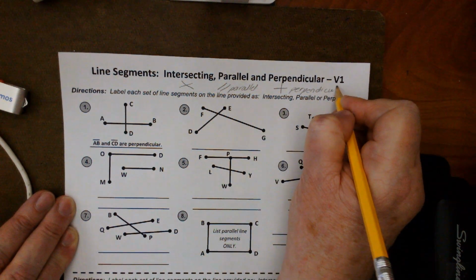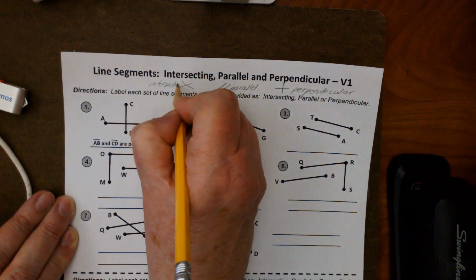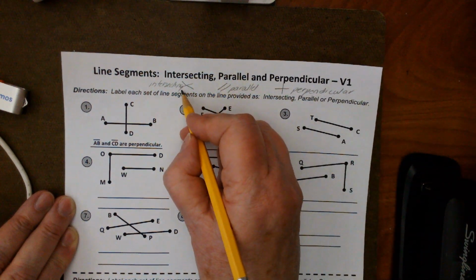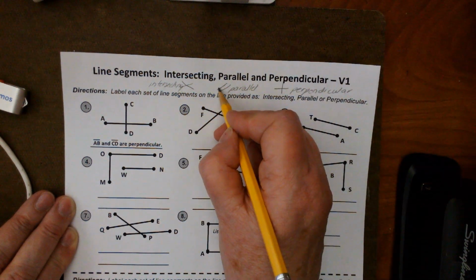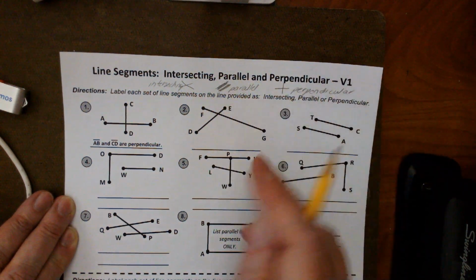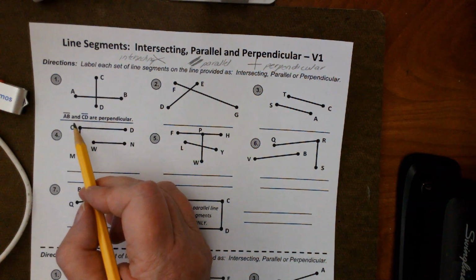Okay, so I'll put intersecting up here. If it is not exactly perpendicular, then it is intersecting. If they don't intersect and they have the same slope, they are parallel. Okay, so we're going to use our symbols that we learned.